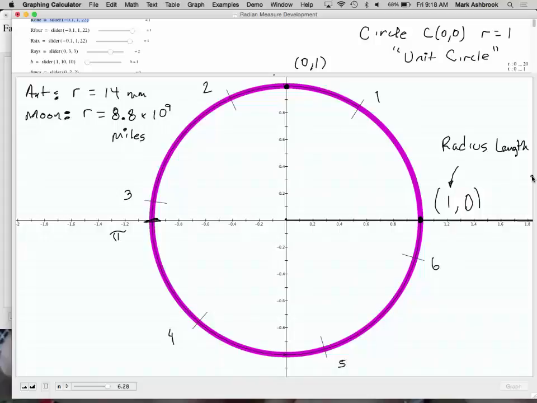And if we're talking about the moon flying around its planet, what does that 1 mean? Does it mean 14 millimeters? No, it means that you've got one radius of 8.8 times 10 to the ninth miles. Does it make sense? So in this way, when we think about these coordinates on the unit circle as number of radius lengths, then it can represent any circle, every circle in the universe that we could possibly think about. So yes, it's kind of one specific circle, but we want to think of it as applying to any circle, and to do that, this 1 up here stands for how many radius lengths.